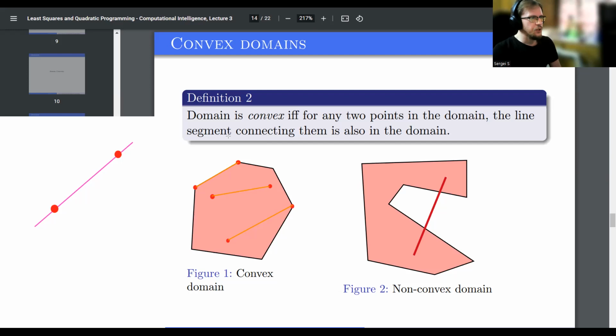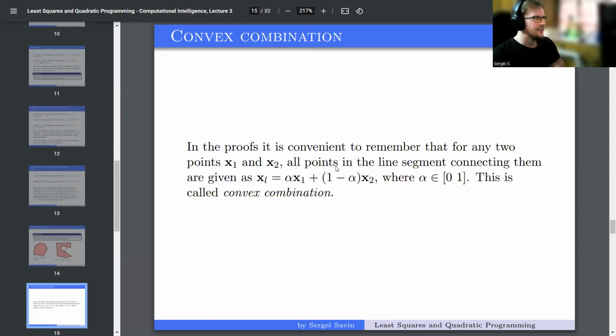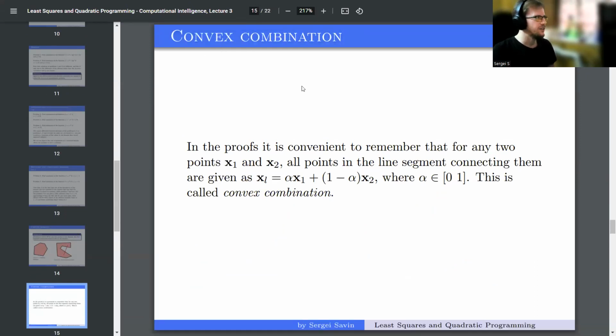All right. So convex, if on leaf for any 2 points, the line segment connecting them is also in the domain. Questions? We have questions about it. No questions. All right. Now, when you try to prove that, let's say, a domain is convex or non-convex, it is very useful to use the idea of a convex combination.